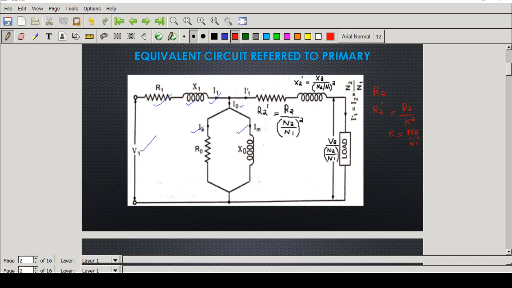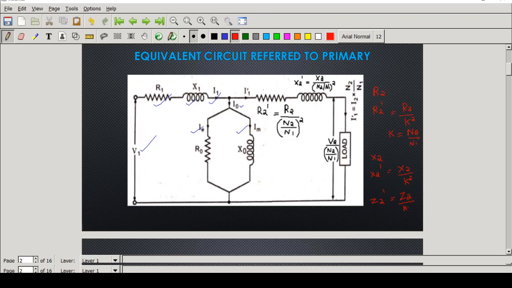In the same way, if X2 is the reactance in the secondary, when you transfer this reactance to the primary, it becomes X2 dash, and this is given by X2 by K squared. So this is how you can transfer the resistance and reactance as well as the impedance. The impedance will be Z2 dash, which is given by Z2 by K squared. This is how you transfer the resistance, reactance and impedance from the secondary side to the primary side.